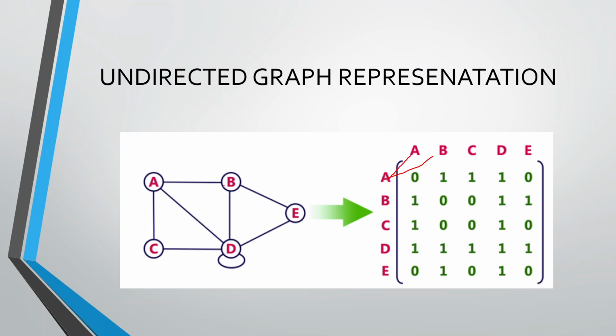Then from B to A, I have an edge, so 1. From B to B, I don't have one. From B to C, no. Then D to itself, yes, I have one loop, so I put 1. Then D to E, I have an edge. So this is how you construct the adjacency matrix for an undirected graph.